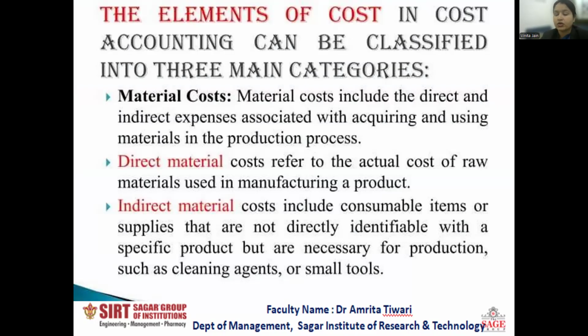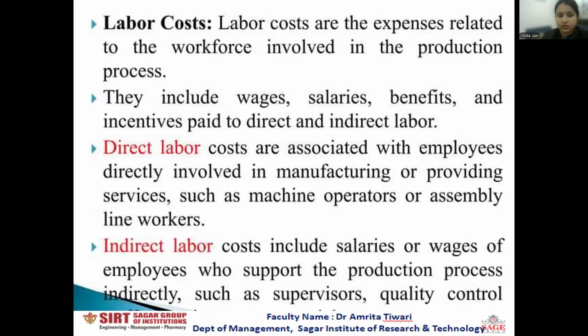Material cost. Material cost includes the direct and indirect expenses associated with acquiring and using the material in the production process. Direct material cost refers to the actual cost of the raw material used in the manufacturing of the product. Indirect material cost refers to consumable items or supplies that are not directly identifiable with any specific product but are necessary for production, such as cleaning agents and small tools.